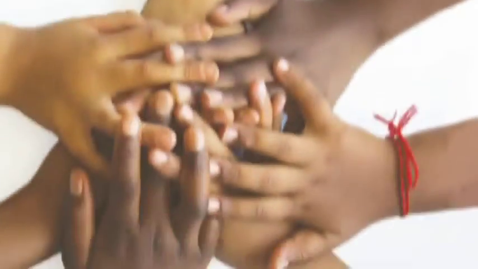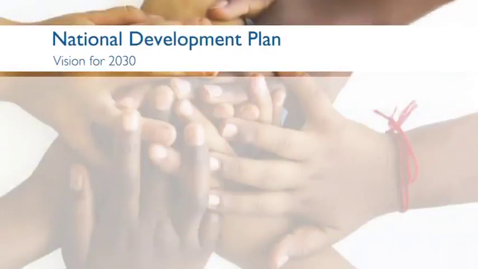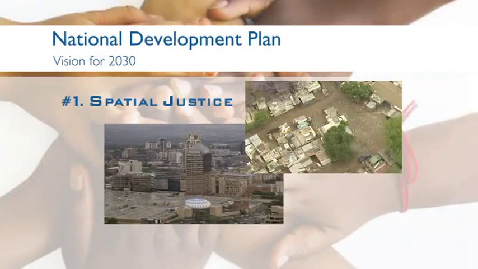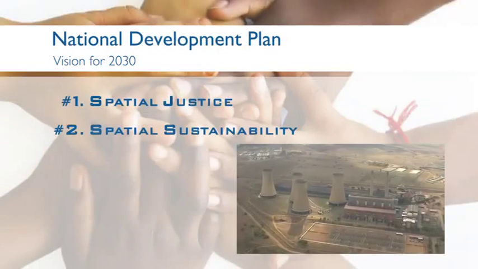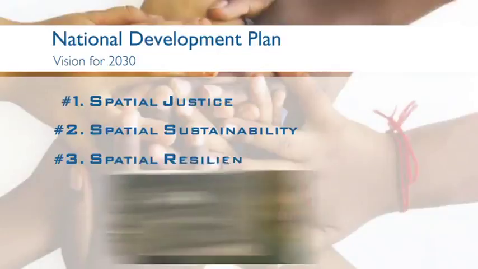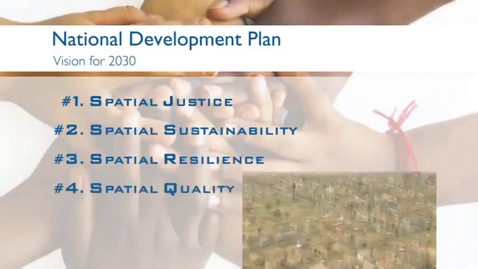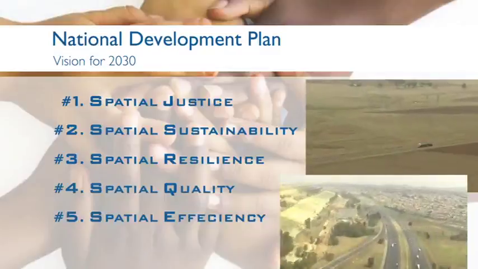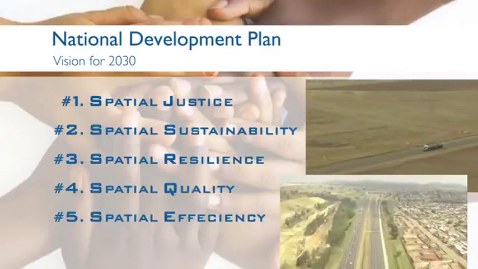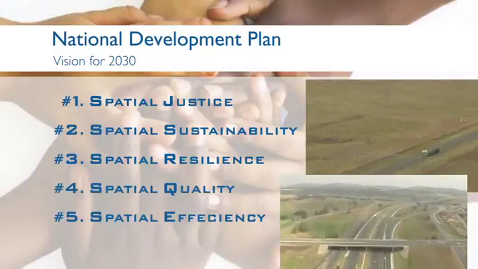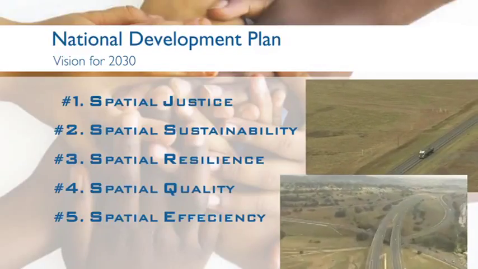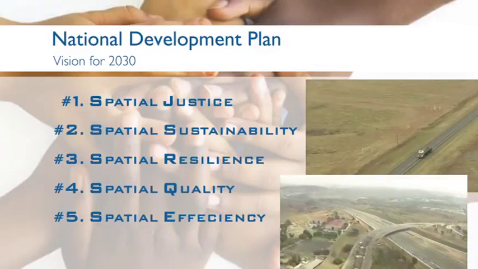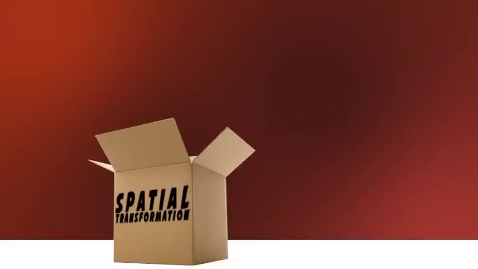South Africa is a country that is aiming to redress the inherited imbalances of its apartheid past. A possible set of solutions are outlined in the National Development Plan. The principle of spatial justice, the principle of spatial sustainability, the principle of spatial resilience, the principle of spatial quality, and the principle of spatial efficiency. These are not the only way forward, but to get a better idea of what it is we're dealing with here, we must understand the parameters.